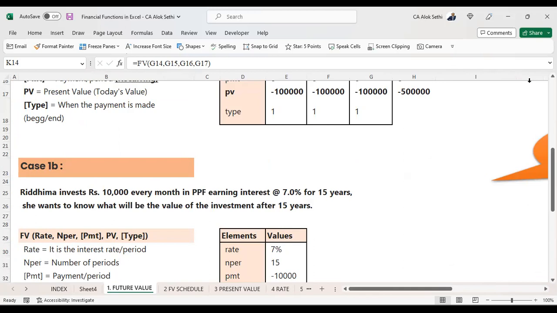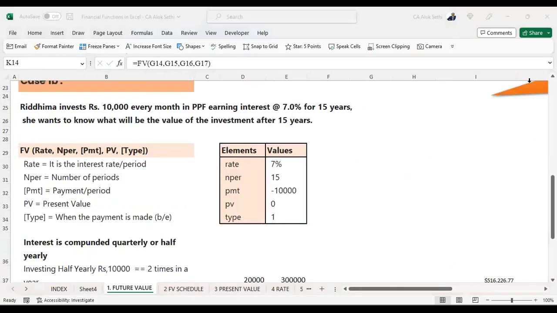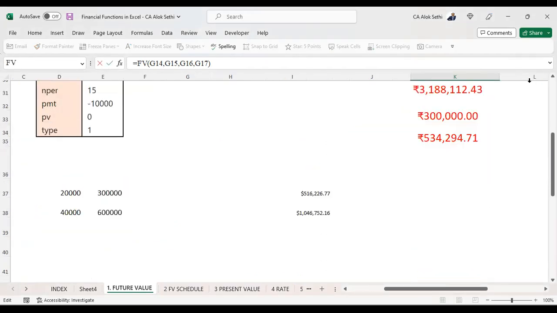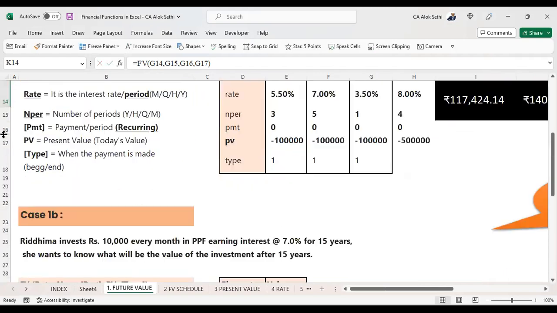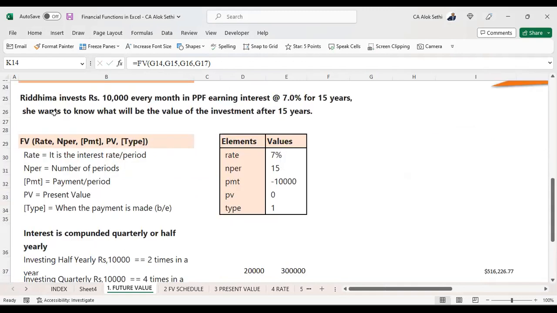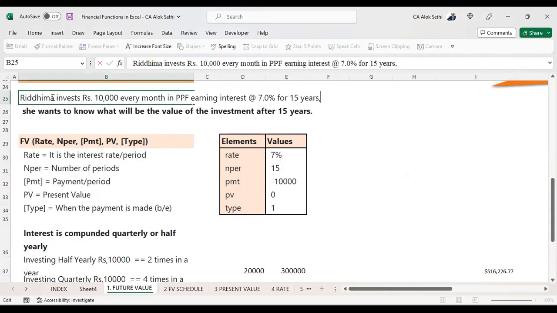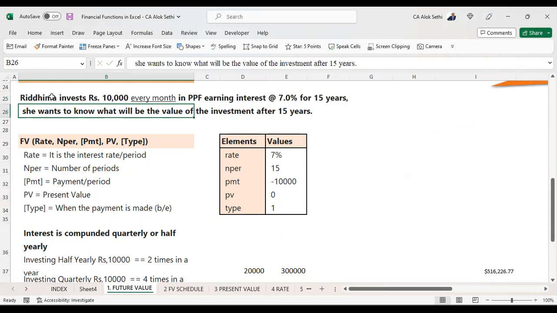ओके, चलिए. Now there is one more case study. Ridhima invest 10,000 every month. What is important here is every month. अब क्या बात हो रही है? अब जो पीएमटी की बात कर रहे थे, उसी की बात हो रही है. रिधिमा कैसे इन्वेस्ट कर रही है? एवरी मंथ इन्वेस्ट कर रही है. कितना इन्वेस्ट कर रही है एवरी मंथ? 10,000 पर मंथ. Okay, every month she is investing 10,000 in PPF, earning interest at the rate of 7% for 15 years. She wants to know what will be the value of the investment after 15 years.